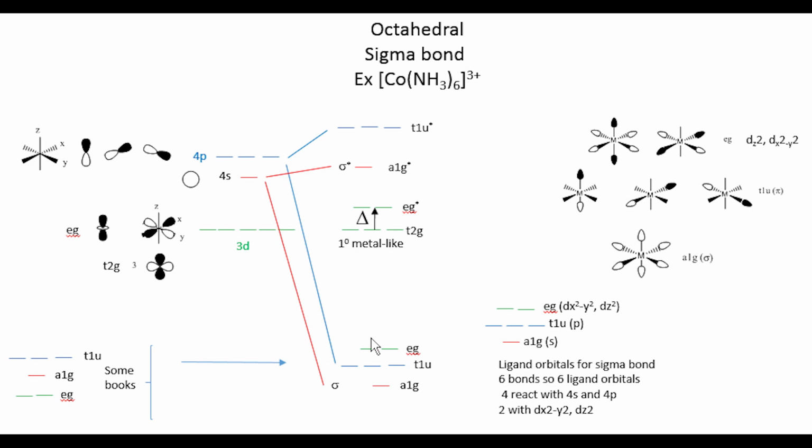Now, in some books, I've actually seen the nature of these orbitals altered a little bit, so that sometimes there's a switch between the T1U, like the equivalence of the P and the A1Gs. Yeah, so that's something that I've seen. I'm not exactly certain why, but those switches are sometimes seen in books.